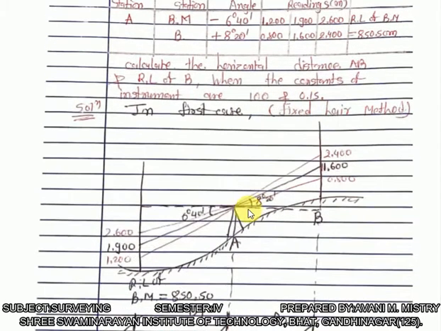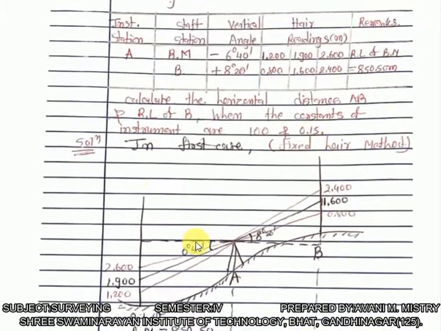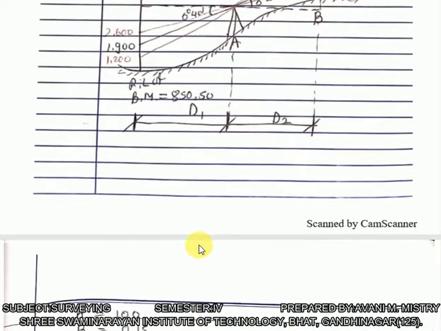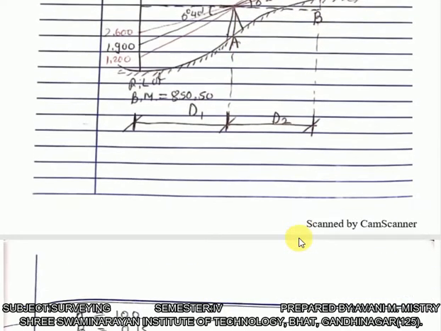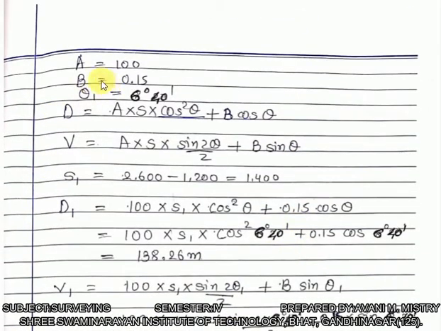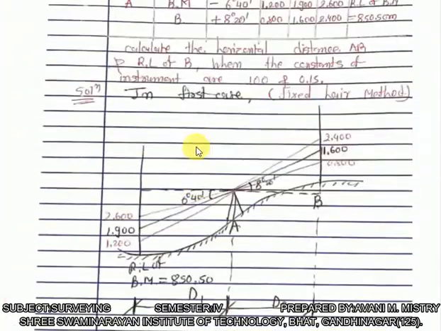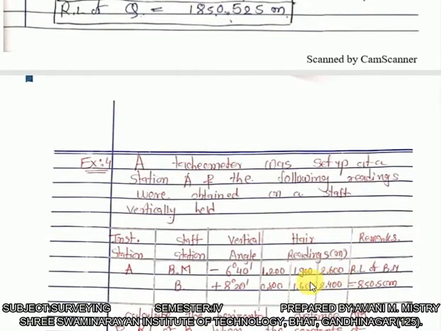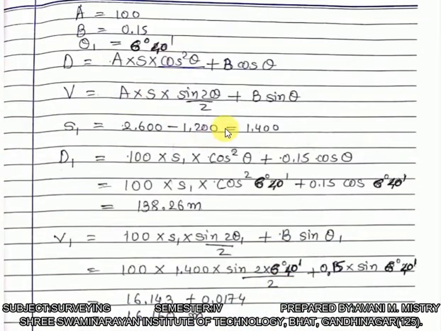For the first observation, first of all we draw the figure from the given data. The distance between the benchmark and the instrument is D1, and the distance between A and B is D2. For the first observation, first of all we find out S1. S1 is equal to upper hair reading minus lower hair reading. Upper hair reading is equal to 2.600 and lower hair reading is equal to 1.200. From that we get the value of S1 as 1.400.